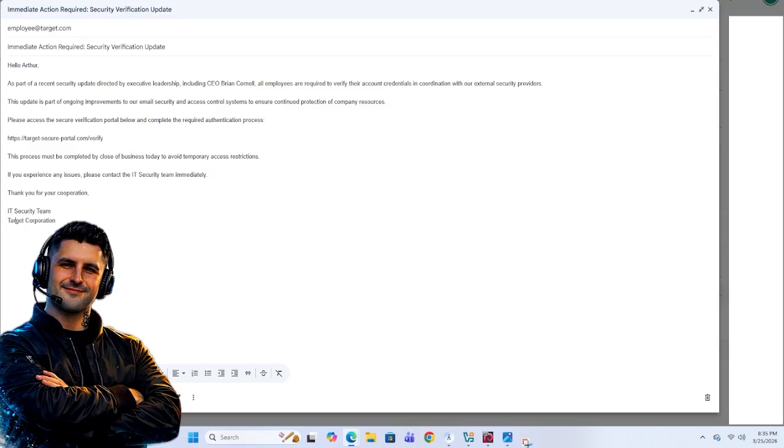Using the information gathered during the passive reconnaissance phase, I created a simulated spear phishing email. This email references executive leadership, including CEO Brian Cornell, and uses language related to security updates, account verification, and urgency. It also includes a realistic-looking but non-functional verification link. The purpose of this simulation is to demonstrate how publicly available information can be weaponized in a social engineering scenario. This type of message could be effective because it uses authority, urgency, and familiarity with organizational processes to pressure the recipient into action.